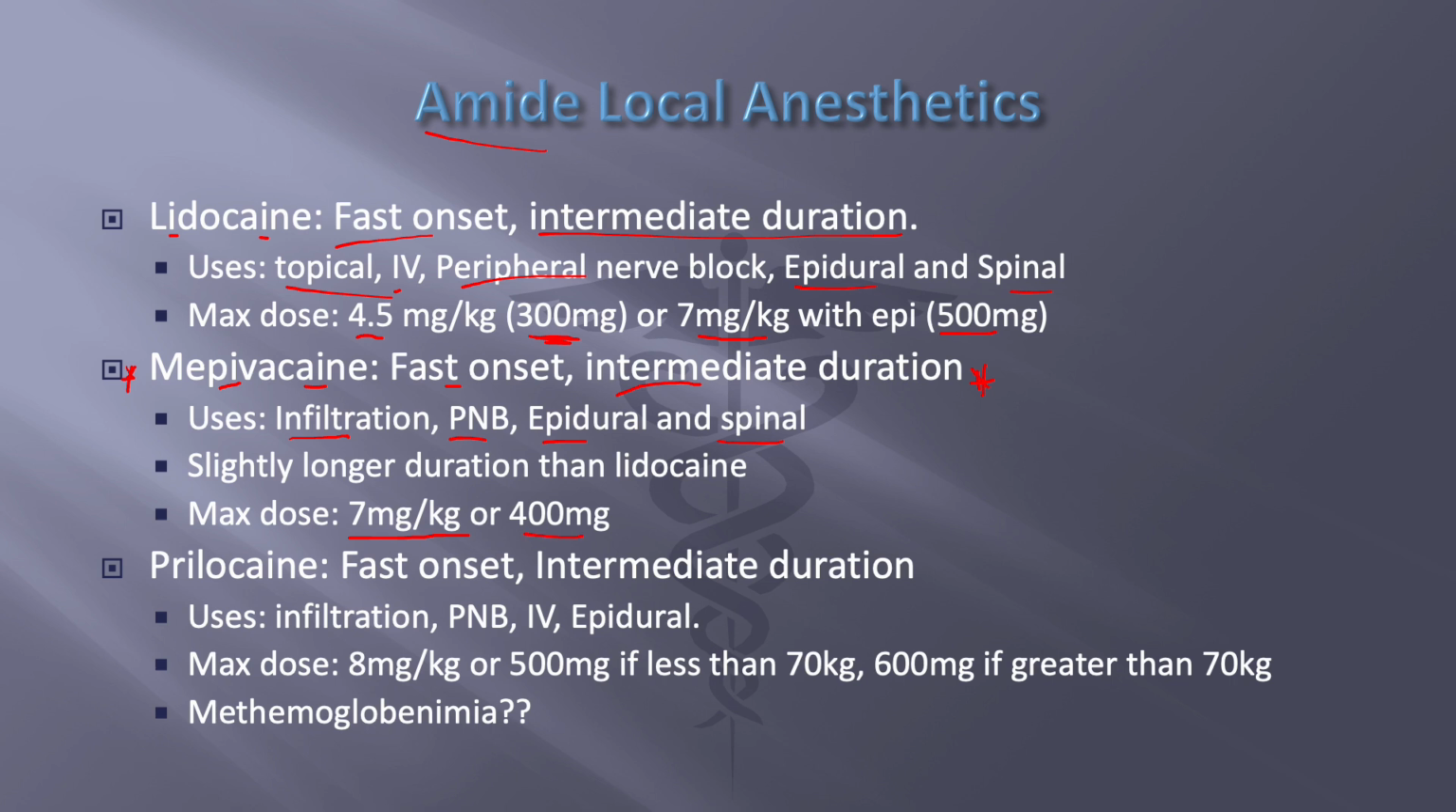Okay, this is talking more about peripheral nerve blocks and infiltration here. All right, Prolicaine has a fast onset, intermediate duration. So the uses are going to be infiltration, peripheral nerve block, IV and epidural, and then max dose is 8 mg per kilo or 500 milligrams if the patient's less than 70 kilos, and then 600 milligrams if they're greater than 70 kilograms. And this causes this weird thing possibly called methemoglobinemia. So remember this, Prolicaine is associated with methemoglobinemia, and we're going to talk about this at the end of this lecture.